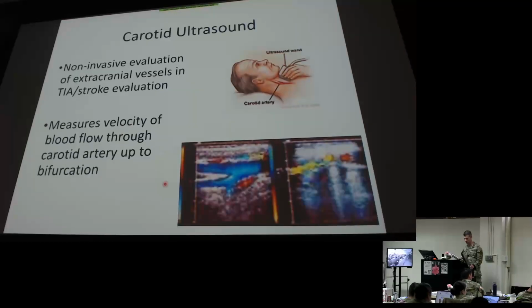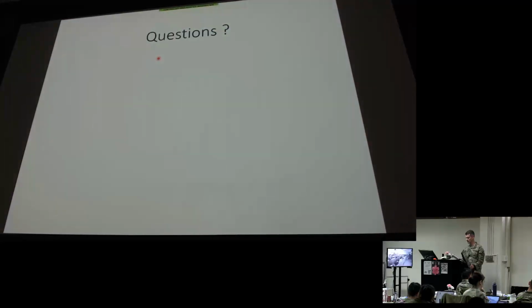Then carotid artery ultrasound, very easy, non-invasive to do. If we're thinking about blood clots going up, we love doing this. And this can be either point of care ultrasound in the ER, or can be a formal diagnostic ultrasound done in radiology.